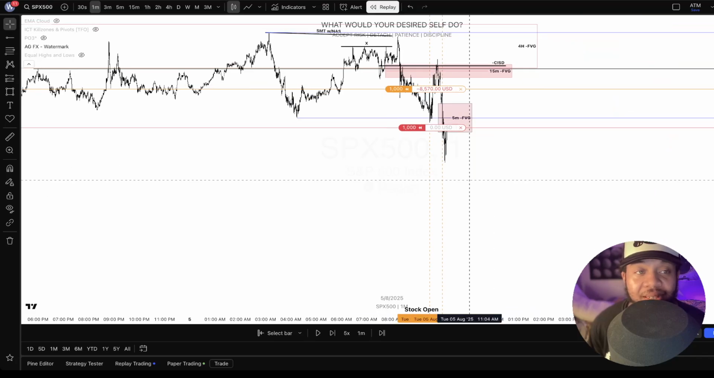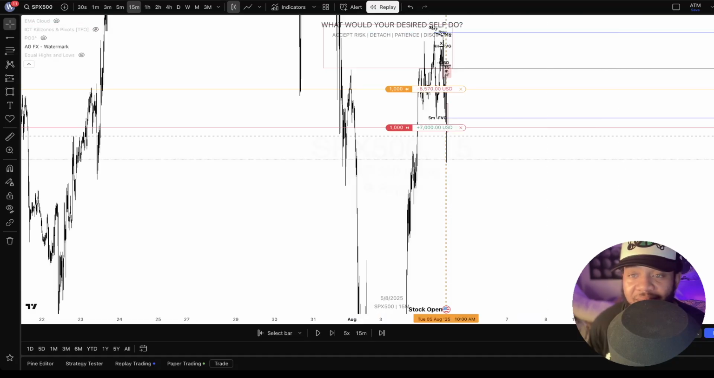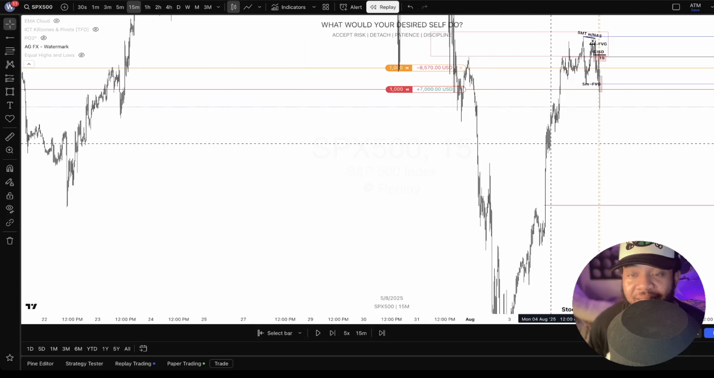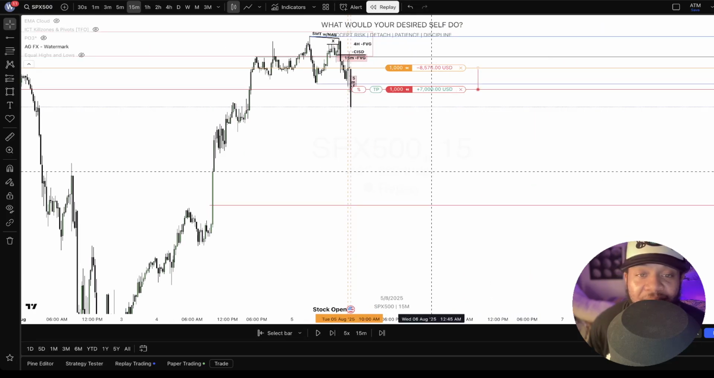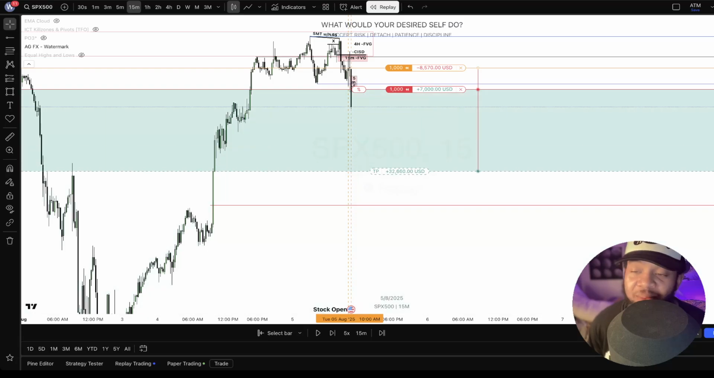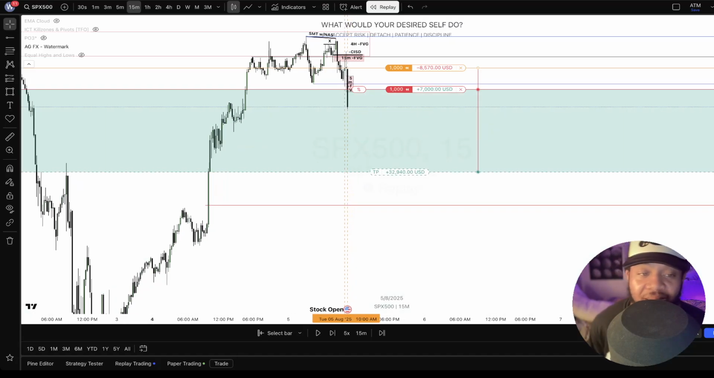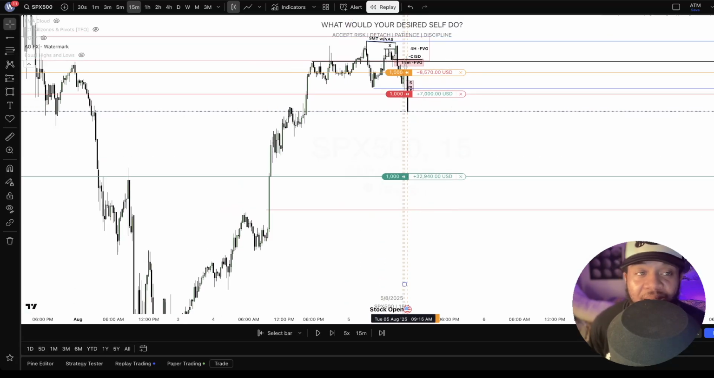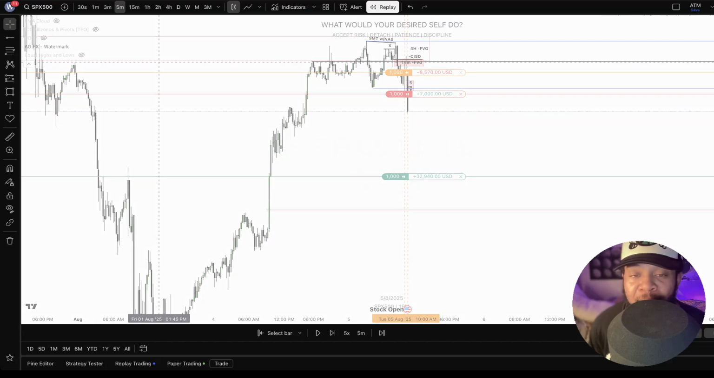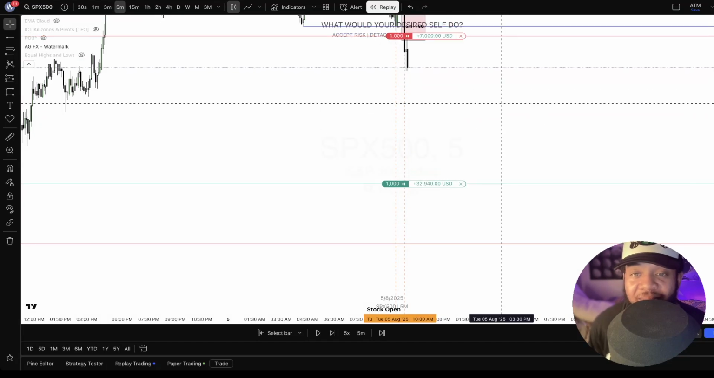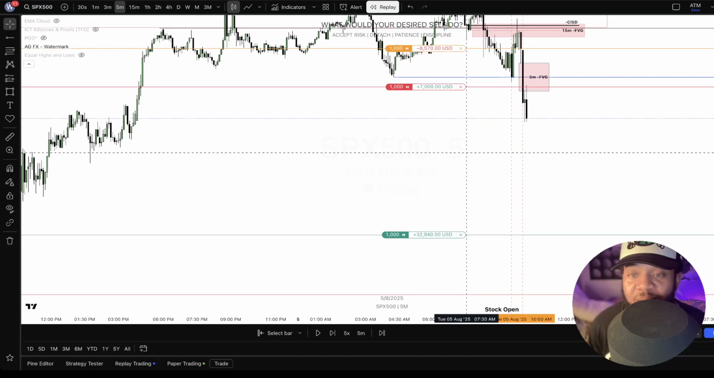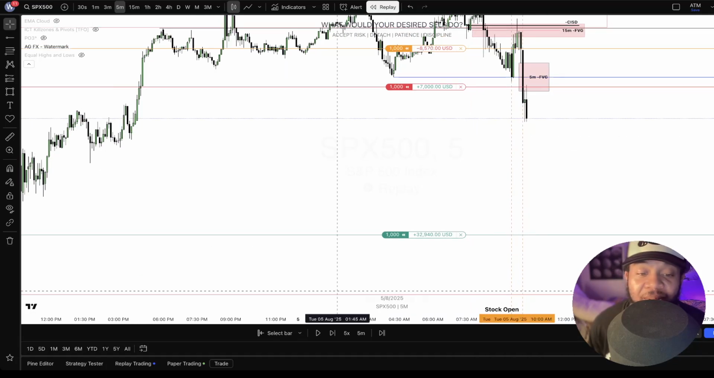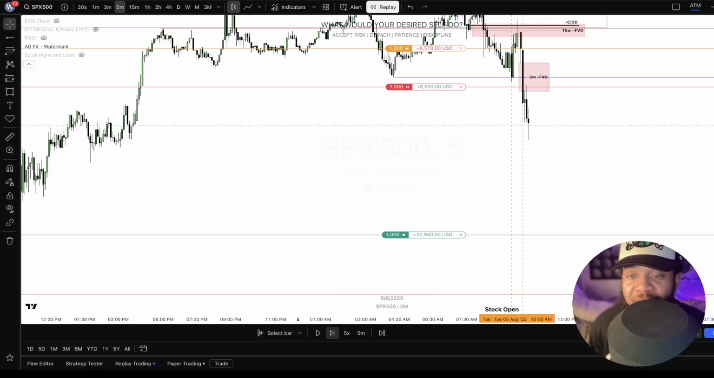I can go on a 15 minute. Going lower, I would have targeted the open of this gap, because in my head, I'm like, we're probably going back to EQ. Right, let's go back to the 5 minute. I just did it to get my draws on liquidity. As we can see, we already got an order block coming right here. Boom, boom, boom. Down, down, down, TP.